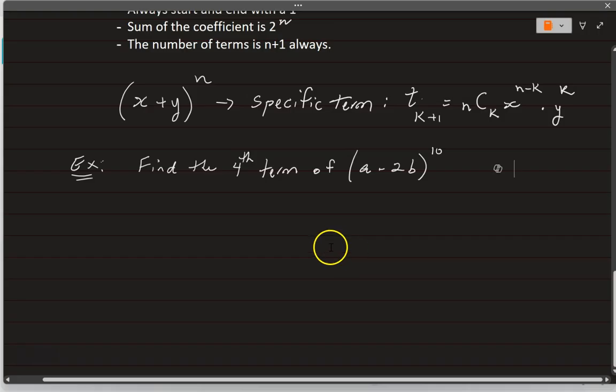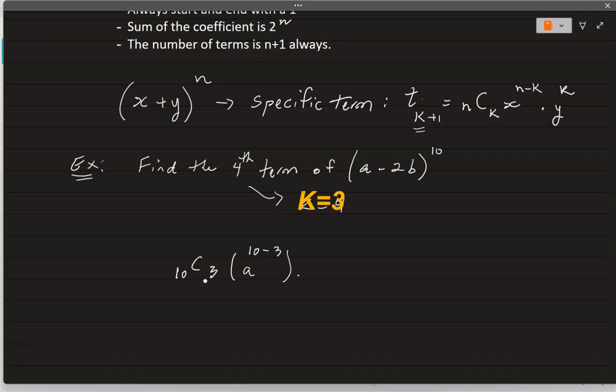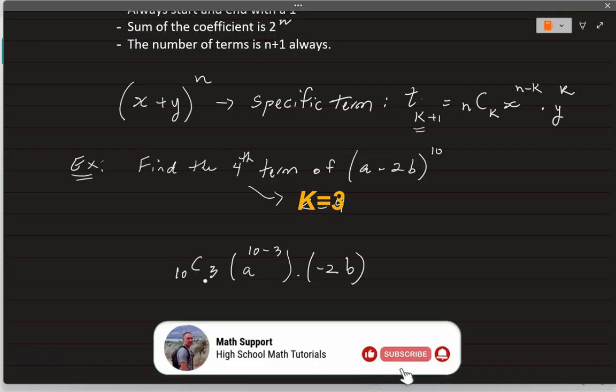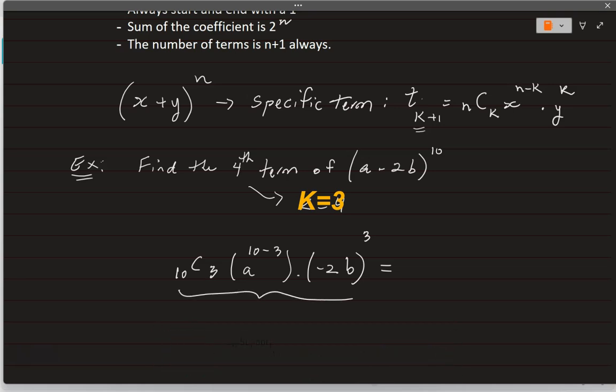So let's look at an example. Find the fourth term of a minus 2b to the 10. There are two ways you can do this. You can expand it right from the beginning and get the fourth term, or you can just use this form, this shortcut, to plug it in and get the exact fourth term without full expansion of the binomial. Let's start with 10 choose 3, a to the 10 minus 3 times negative 2b to the 3, and that is your fourth term.